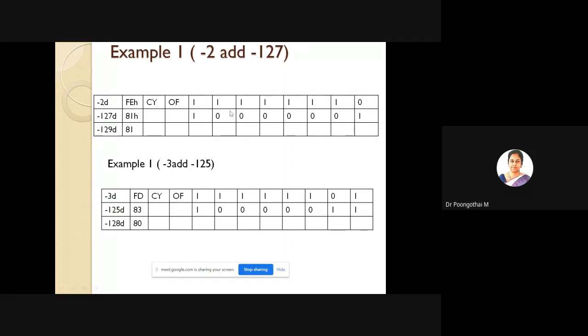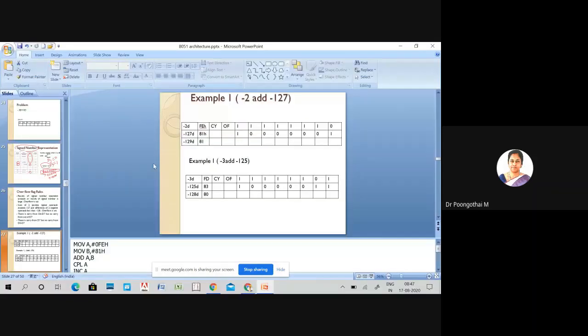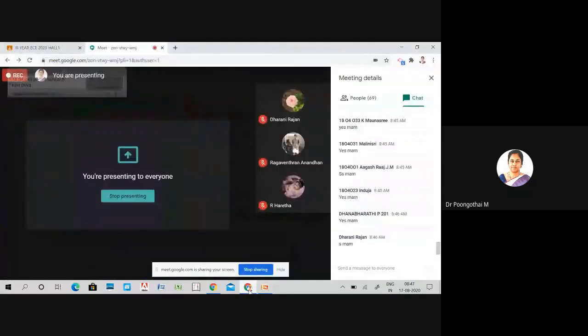Add these two numbers. Minus 2 is a negative number, so the hexadecimal representation for this one is FE. And similarly, minus 127 is a decimal number with hex representation 81. Add these two. First, you find out the PSW content. So find out the answer.